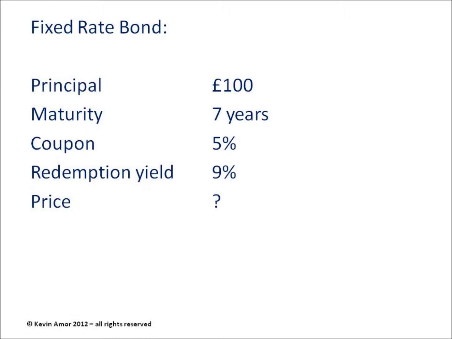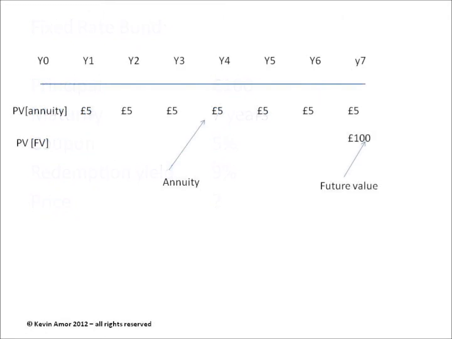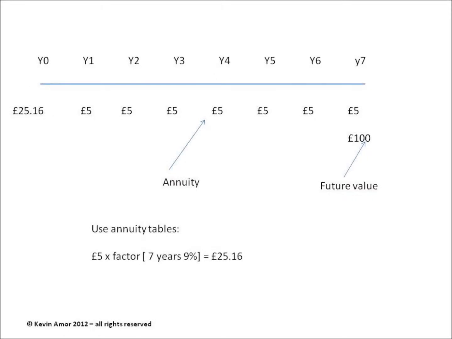So we need to find the price. First thing, map out the cash flow. We've got 7 years to go. We've got interest of £5 for each of those 7 years, and then at the end you get your principal back, so you get an extra £100 in year 7. This equates to 2 cash flows.